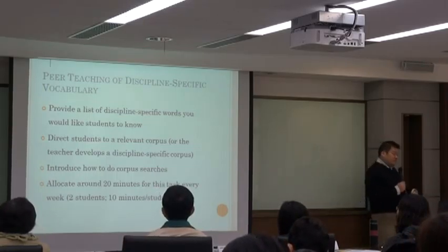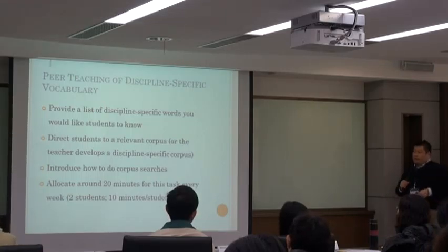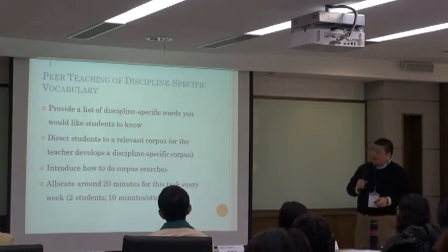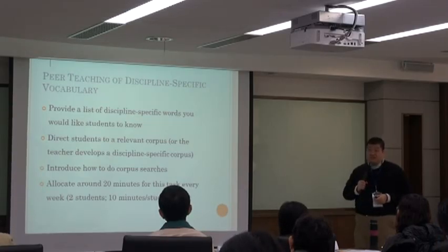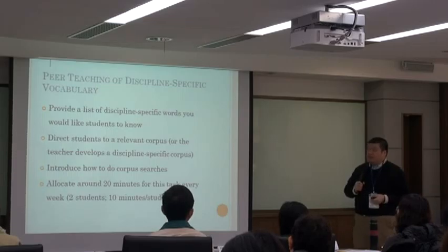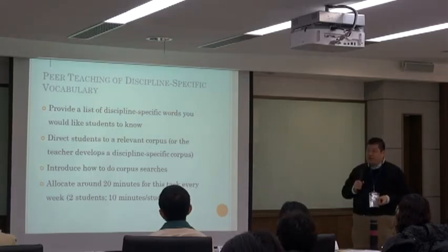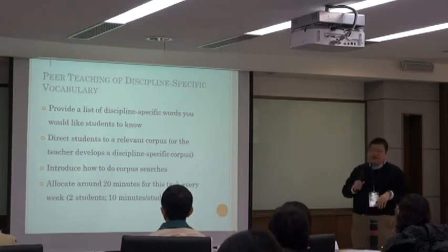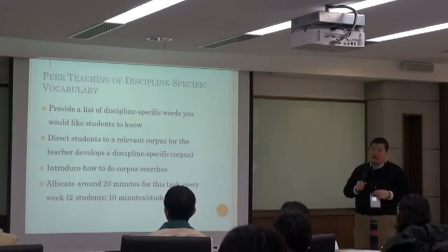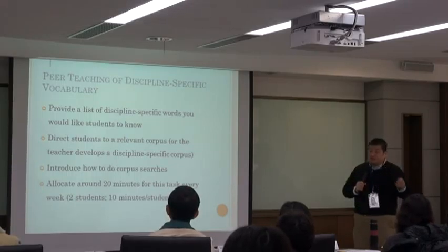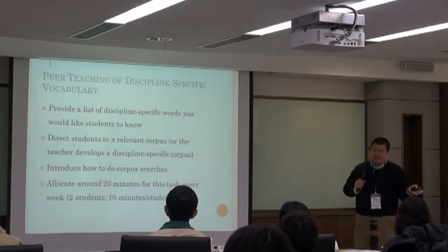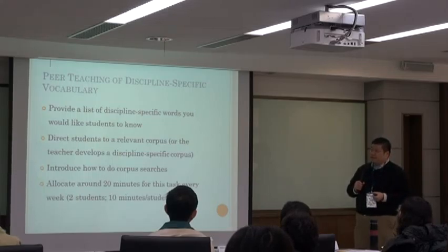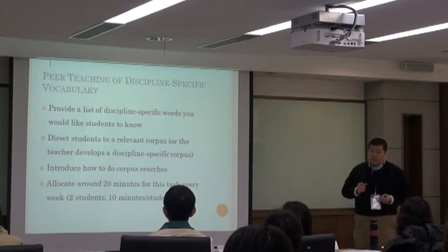I introduce you to a set of professional corpora. And then explain a little bit about how to do corpus searches. It shouldn't be that difficult. And then allocate 15 to 20 minutes for this task every week. Could be 2 students, 10 minutes each, or maybe 3 students, 5 minutes each. It's really up to you how to arrange this. But this is really useful. Students will feel that they participate, and it's not much work for them, but it gives them a chance to speak in English in front of the class.